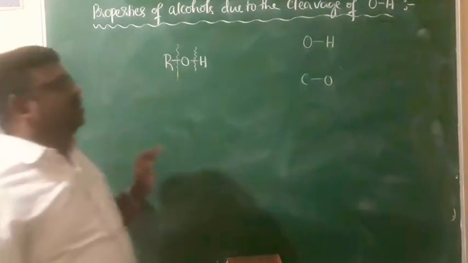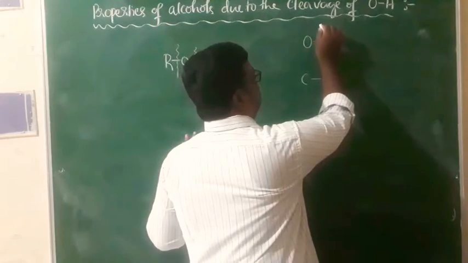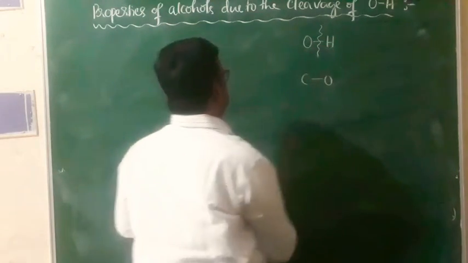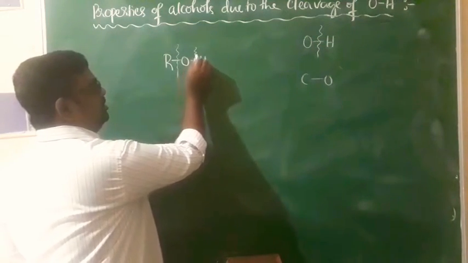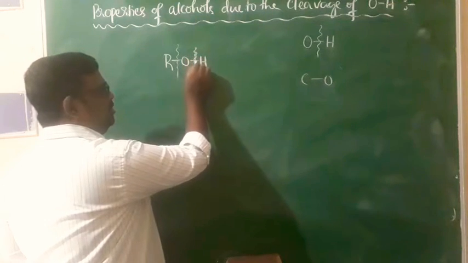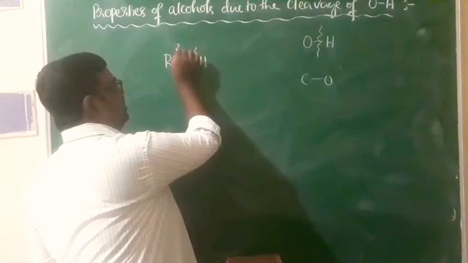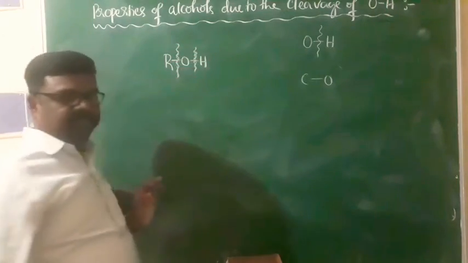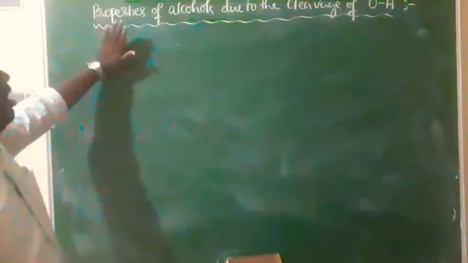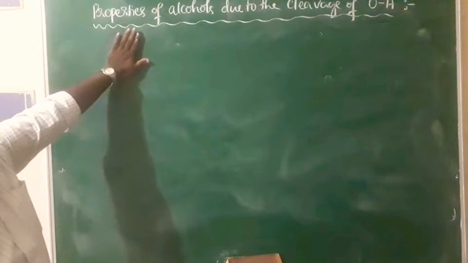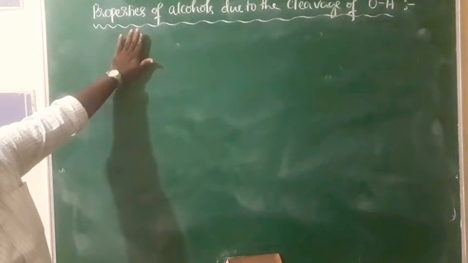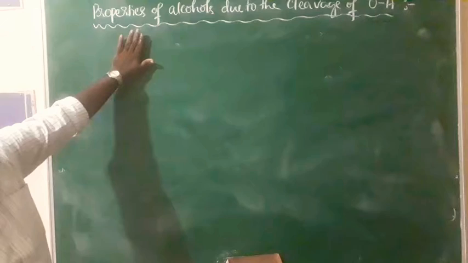In some chemical properties, you will find that cleavage of the OH bond takes place. In some chemical properties, you will find that there is a cleavage of the CO bond. So first of all, properties of alcohols due to the cleavage of the OH bond.